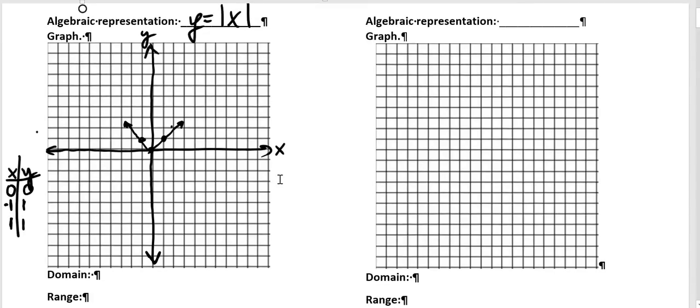Now, the domain would be as far left to as far right as the allowable values we have. We have -infinity to positive infinity. Our range is our lowest value, which we can see is 0, and it includes that, and our highest value is infinity.